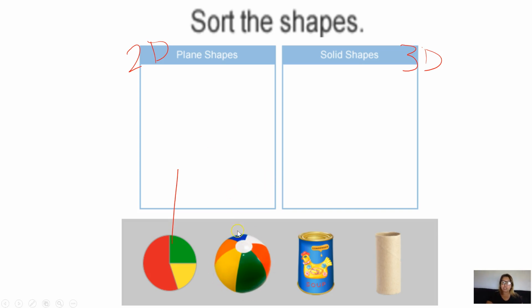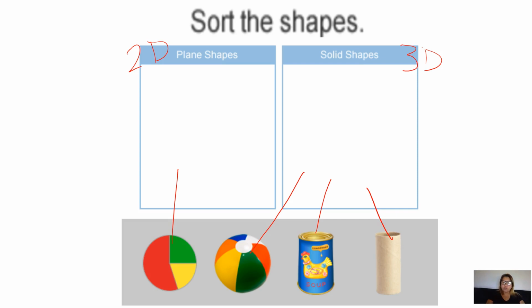Next, we see a beach ball. A beach ball is something we can actually hold in our hand, something that can stand on its own. So that would be a solid shape or a 3D shape. The next thing that we see here is a can of chicken noodle soup. It stands on its own. We learned that it is a cylinder, so that is a 3D shape or a solid shape. The last thing that we see here is a toilet paper roll, and we've learned that it resembles a cylinder, and that a cylinder is also a 3D shape.